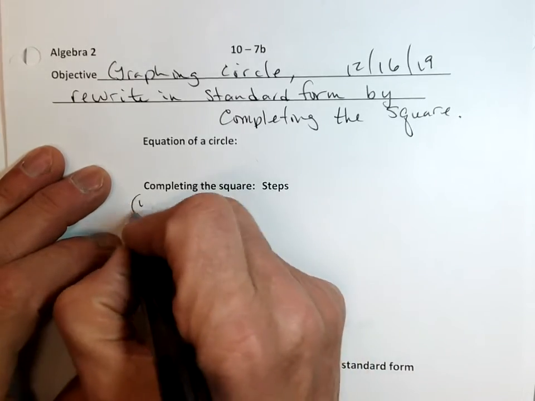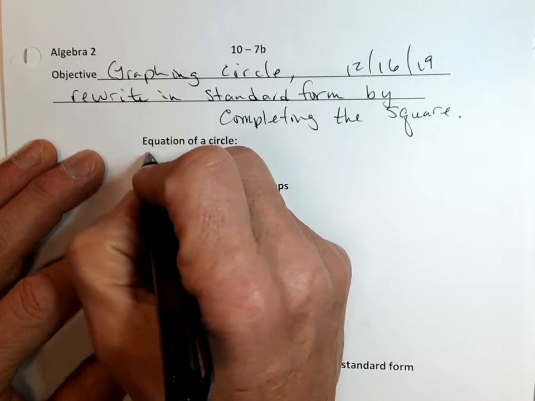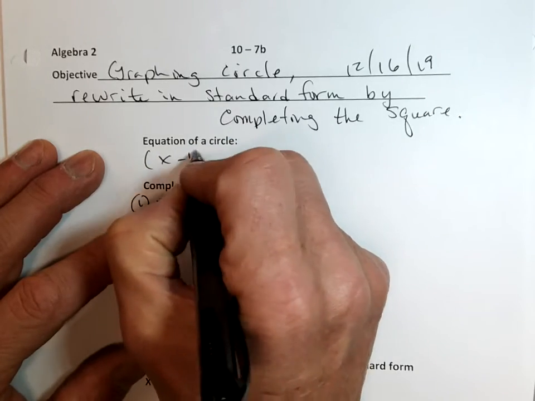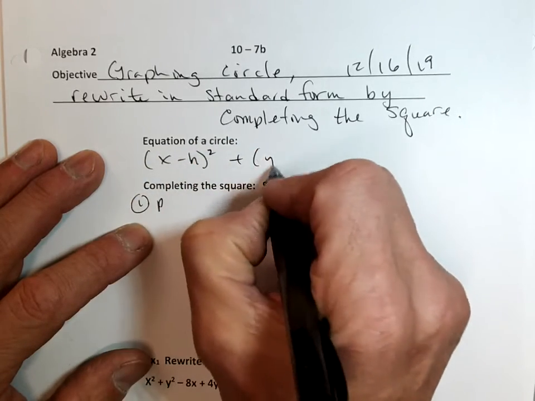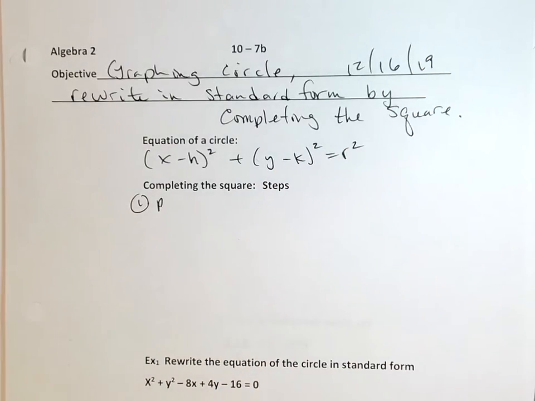One. Okay, first thing we're going to do is rewrite, oh hold on, let me back up. The equation of a circle is (x minus h) squared plus (y minus k) squared equals r squared. That's where we want to get.